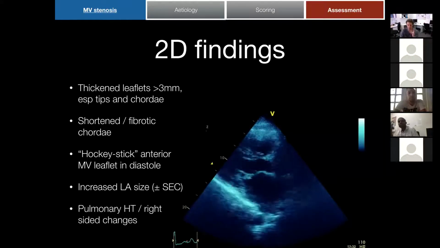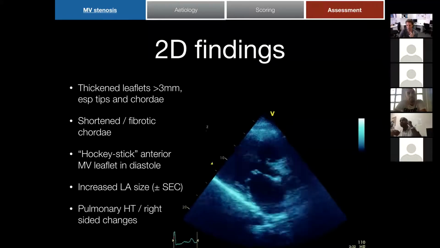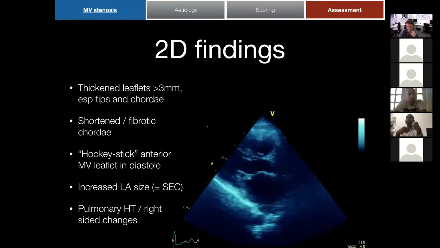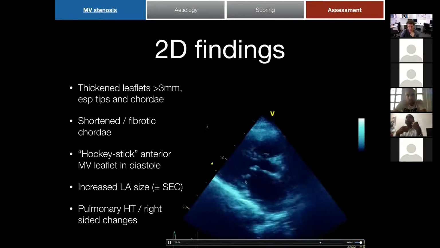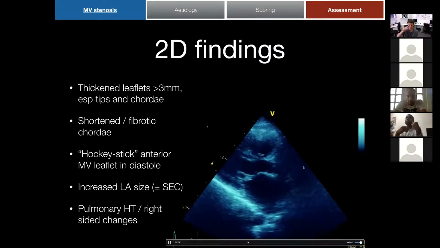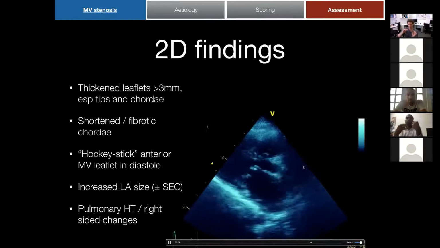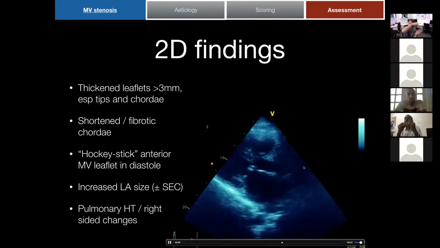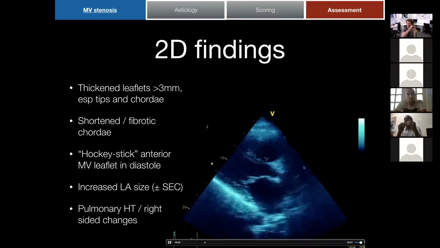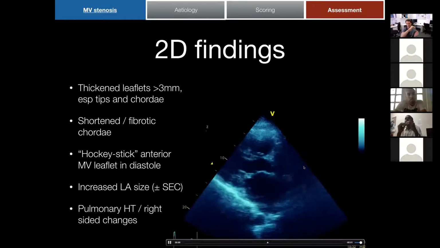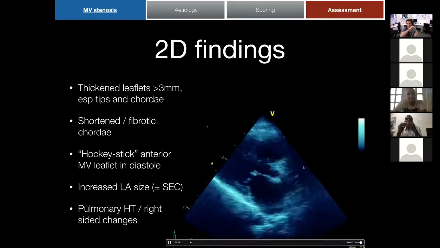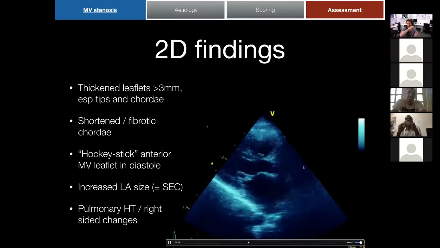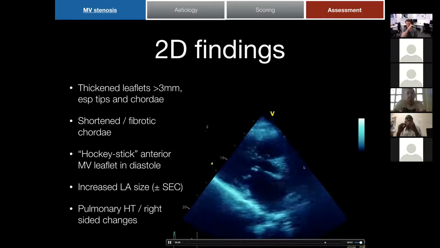Okay, so really quickly, 2D findings. We'll go through this pretty quick because I'm sure you all know about this. Here we can see the leaflets are thickened at the tips, particularly greater than 3 millimeters, and it's particularly the chordae and the tips. You have these shortened, thickened chordae, and the tips of the leaflets give you that hockey stick appearance. The hockey stick is an American ice hockey stick, nothing like the field hockey that we know. It's the one that looks like an L shape.